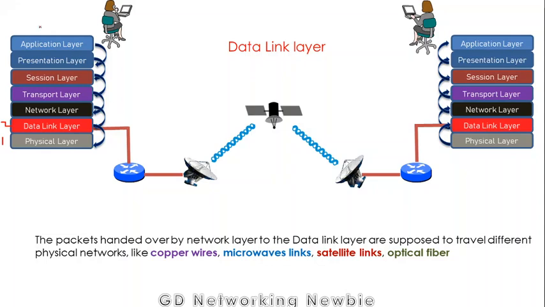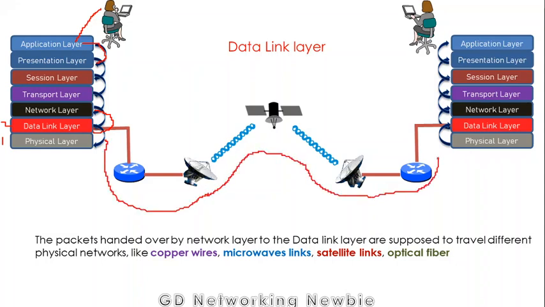When any user is using any application program, that user is directly interacting with the application layer. The application layer generates the data in response to the application used by the user and hands over that data to the presentation layer. Presentation hands over that data to session, and session hands over to the transport, to the network. Finally, the network layer hands over that data to the data link layer. Now, the data link layer's job is to carry this information through all these different media types to the destination.